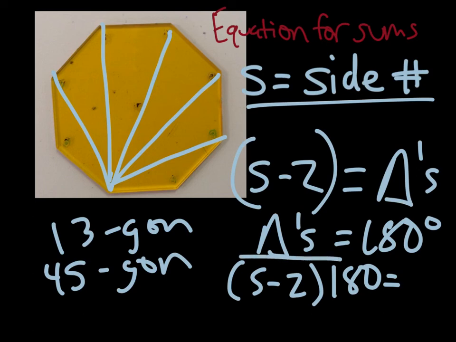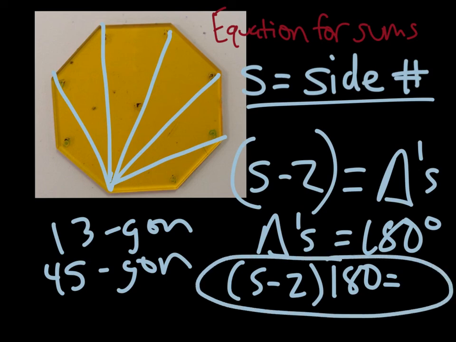So at this point, here is our final equation. When I take 2 less than the number of sides, that's the number of triangles I can make. And each triangle is 180, so this gives us the sum of our interior angles.